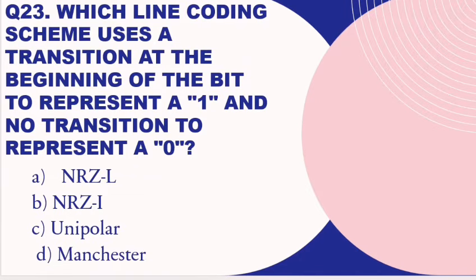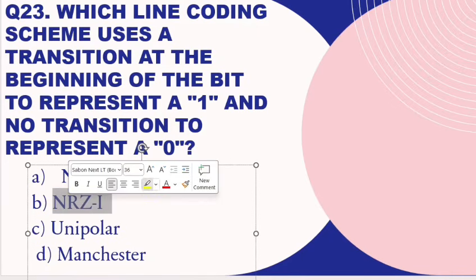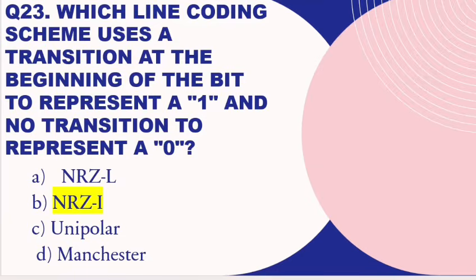Moving on to the next question, which is question number 23. Which line coding scheme uses a transition at the beginning of the bit to represent a 1 and no transition to represent a 0? Option A, NRZ-L, option B, NRZ-I, option C, unipolar, option D, Manchester. So the correct answer for this question is option B. I hope you all got the answer right.